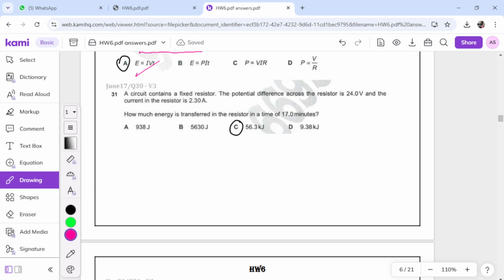A circuit contains a fixed resistor. The potential difference across the resistor is 24 and the current is 2.3. How much energy is transferred in 17 minutes? First you have to convert the time: 17 multiplied by 60. Now that we have converted it to seconds, energy equals V multiplied by I multiplied by time, which will be equal to 56300 joules. You can also express it in kilojoules. So this is correct.